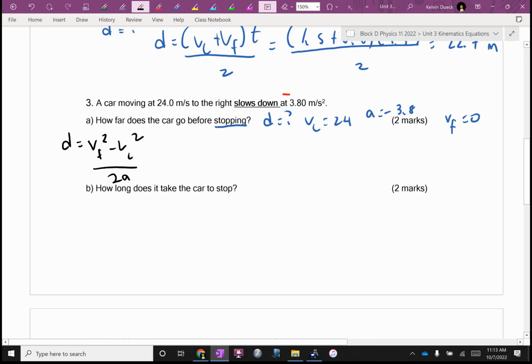I don't know if you remember, Matt, at the beginning of last week when I started showing you this formula manipulation shtick, I said by the end of next week you'll be doing this in your head. And I think a lot of you are getting there, right? Good. So it's going to be 0 squared minus 24 squared all over 2 times negative 3.8.